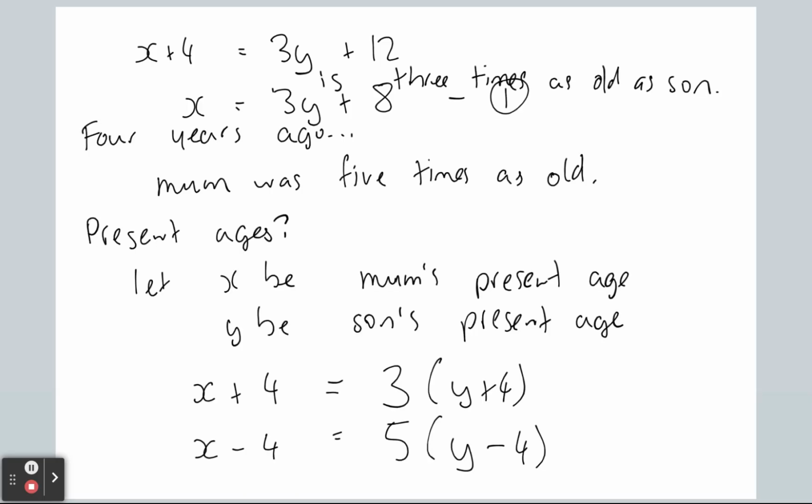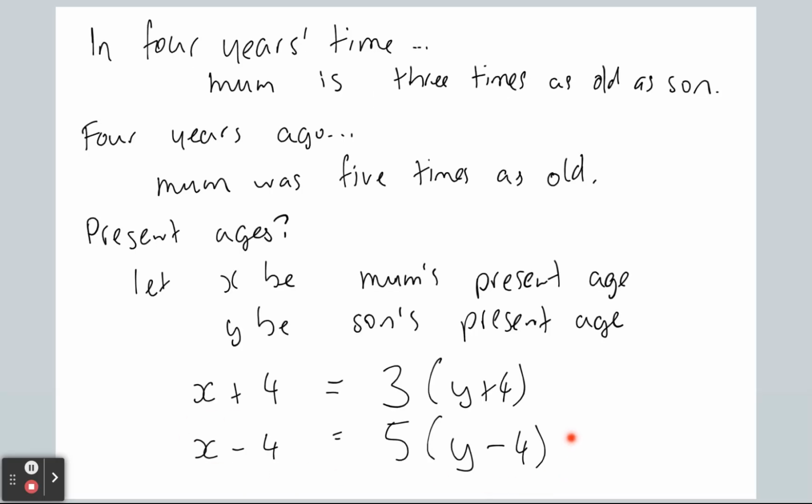So I'm going to expand that first. So I've got x plus 4 is equal to 3 outside of y plus 4. So that's going to be giving me 3y plus 3 times 4, which is 12. And now I'm going to simplify it a bit. I could leave it like that, but I'm just going to simplify it to being x is equal to 3y plus 8. Okay, I've subtracted 4 from both sides. Okay, I'm going to call that equation 1.